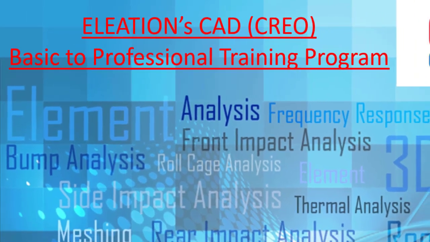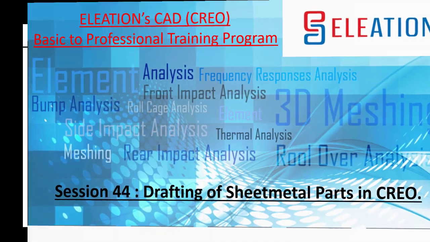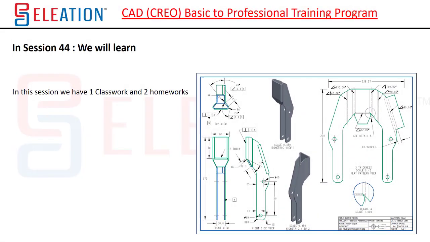In session 44, we are going to start with drafting of sheet metal parts in Creo. In session 43, we have learned drafting of 3D parts in Creo. In this session, we will start with drafting of sheet metal parts in Creo. In this session, we have one classwork and two homeworks.